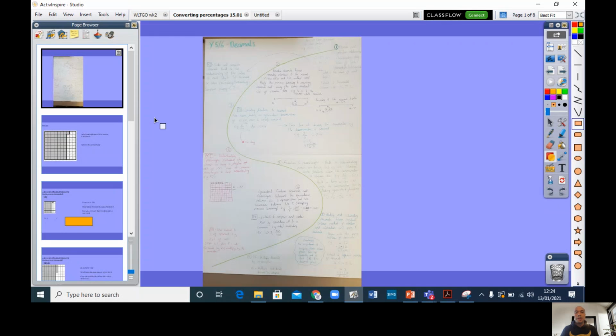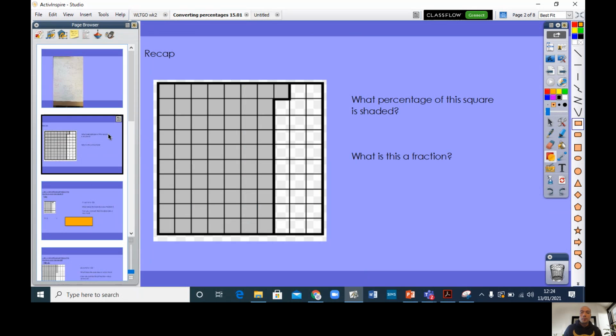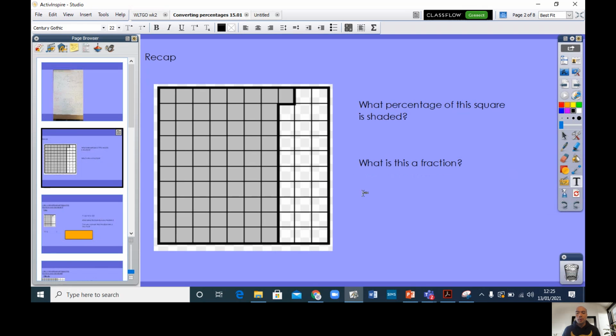So we are continuing our journey on fractions, decimals, and percentages. Today we'll be looking at converting percentages to fractions and decimals. First of all, to recap, tell me what percentage of this square is shaded, and once you've done that, tell me what that looks like as a fraction. When you come back, we will go through this quickly together.